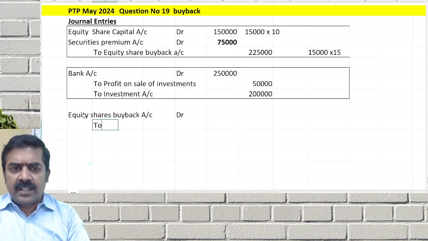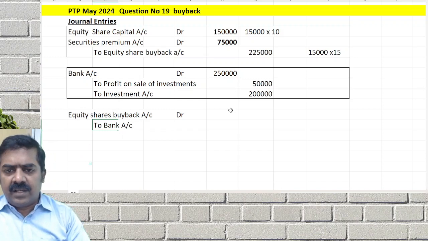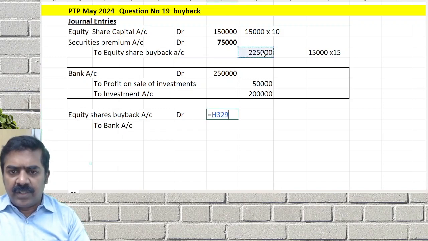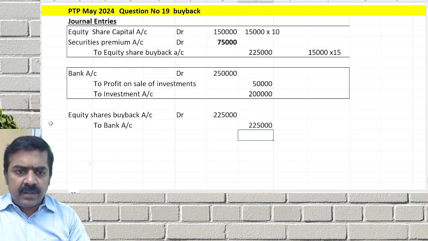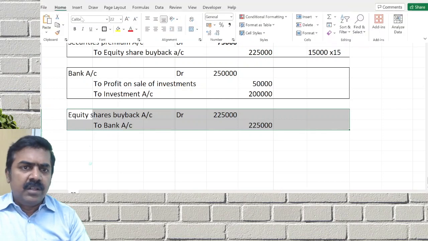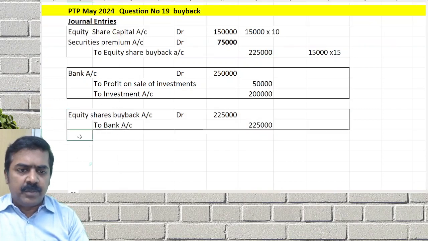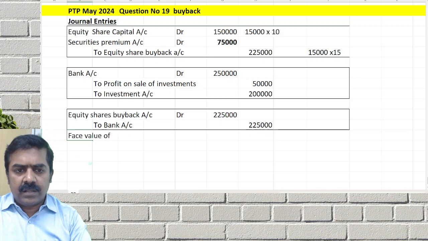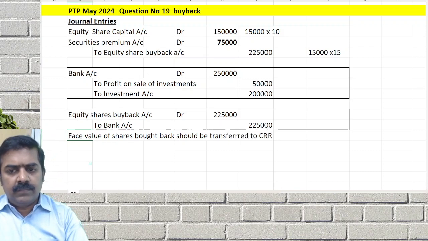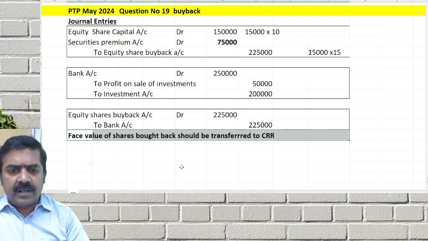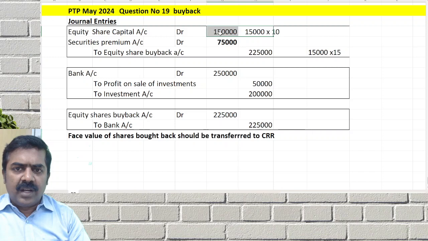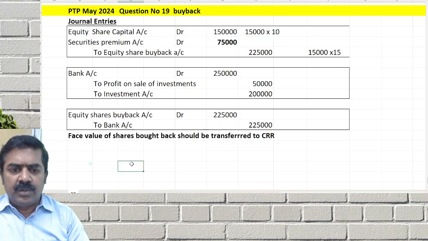Narration is compulsory in the exam. Wherever there is a journal entry, there should definitely be a narration. 2,25,000 we have to pay. Coming to the company law rule, face value of shares bought back should be transferred to CRR. What is the face value of shares bought back? Total 1,50,000 we have to transfer to CRR. We have to create a CRR.